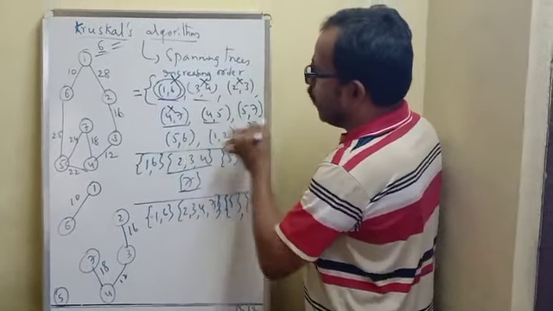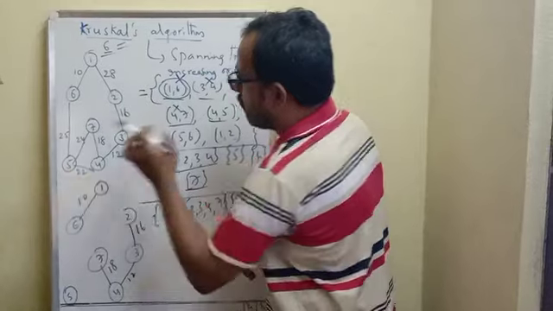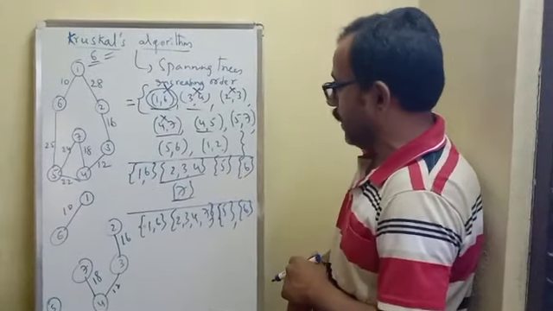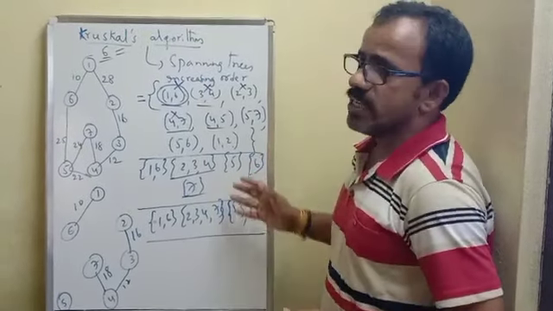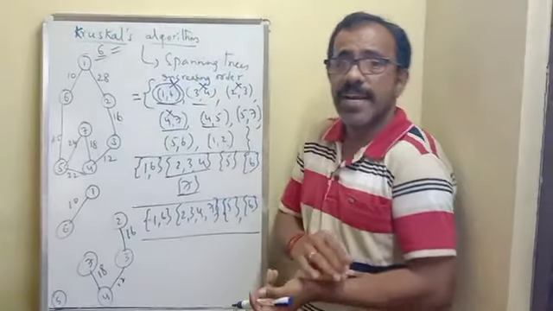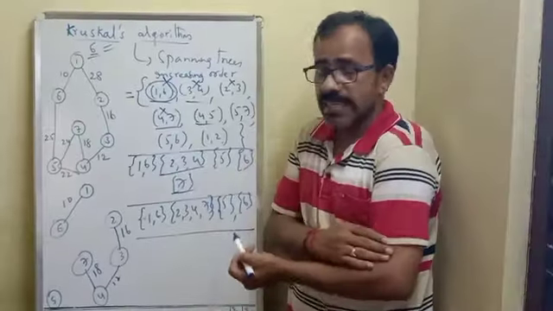What is the next edge? 4 comma 5. What is the cost of 4 comma 5? 4 comma 5 cost is 22 units. But what is the criteria for saying whether the inclusion of that edge is forming a cycle? Immediately verify the set name, sets.